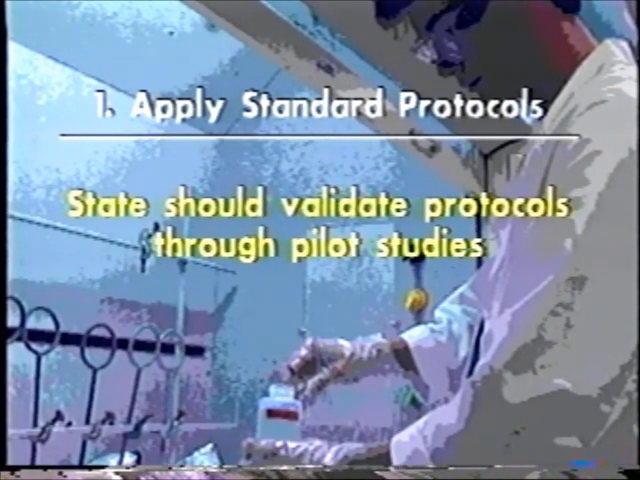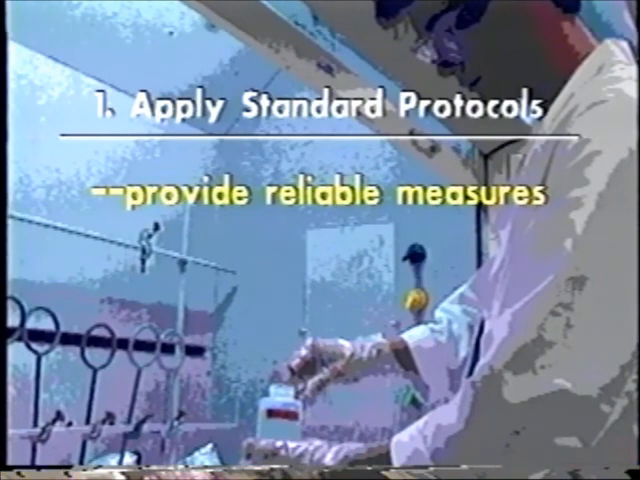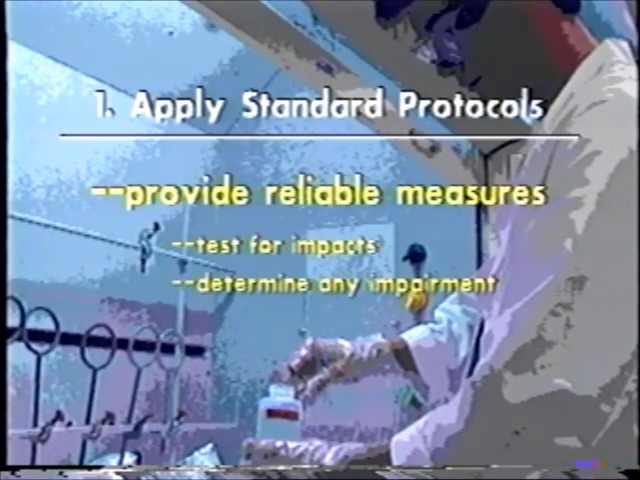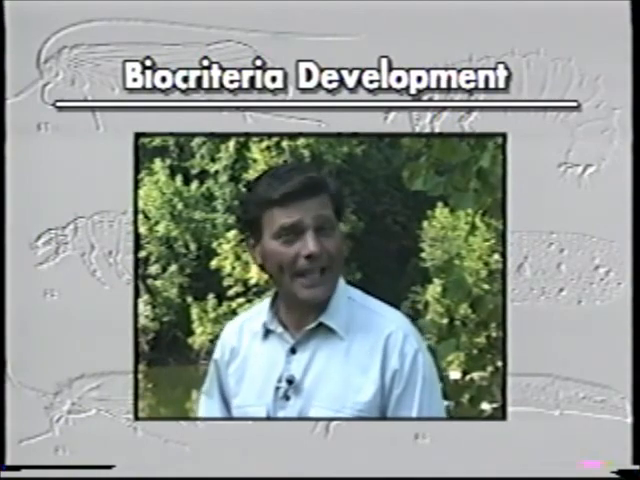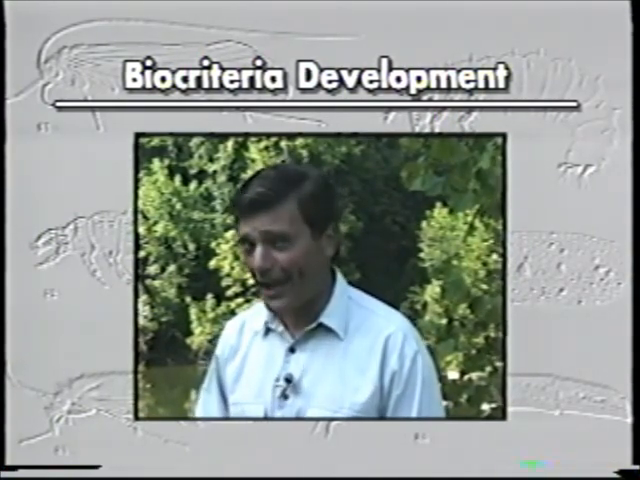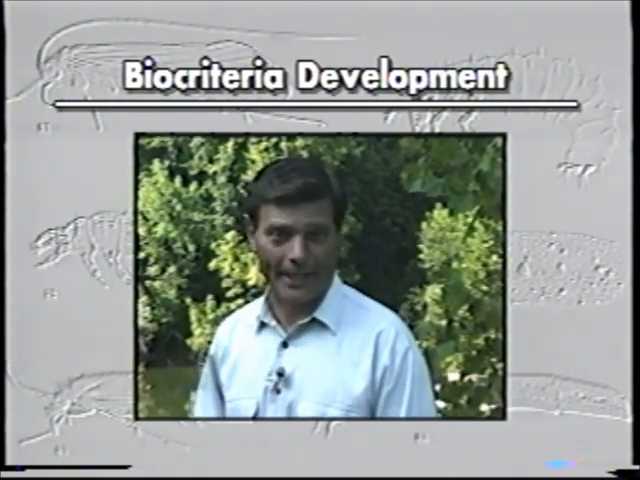These pilot studies help to ensure that the protocols for the biocriteria program will provide reliable measures of the biological condition of the surface waters of the state, test for impacts on water bodies, and determine any impairment of water bodies. To assure that the results are scientifically sound, it is essential that each step employs reliable, standardized methods for measuring and comparing the biological status and integrity of any given water body.